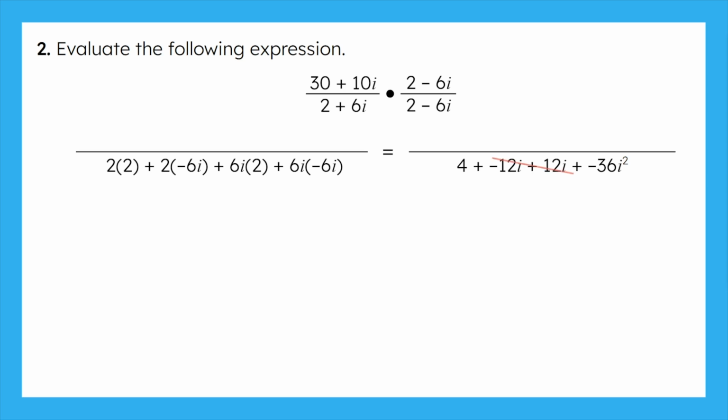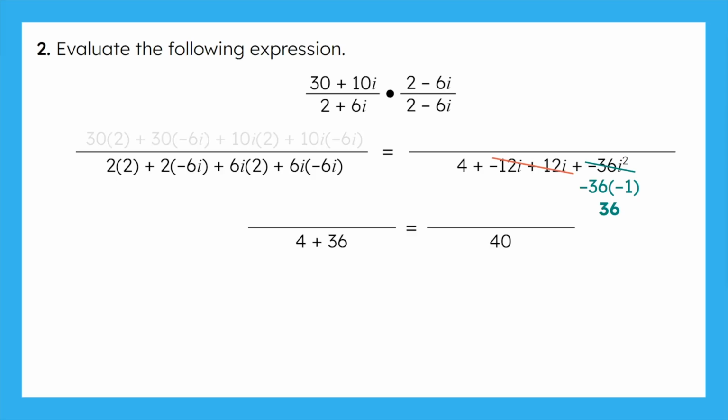The negative 12i and positive 12i cancel each other out, and negative 36i squared simplifies to positive 36. This leaves us with 4 plus 36, which equals 40. Our denominator is now a real number.